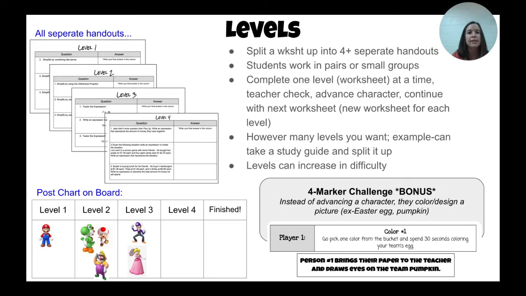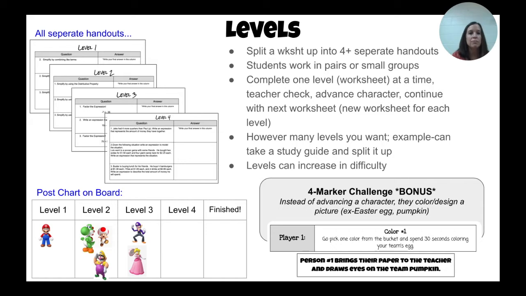The teacher checks it. If it's correct, they can advance the character, and then they grab worksheet number 2, complete that level, and you just continue this pattern through all of the different levels. You can do however many levels you want. For example, you could take a study guide and split that up into different levels. They could increase by difficulty. So level 1 might be combining like terms, and level 4 is solving equations.